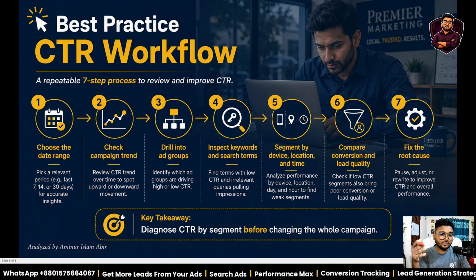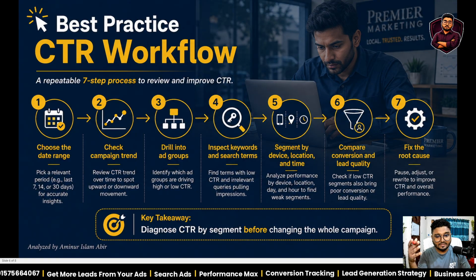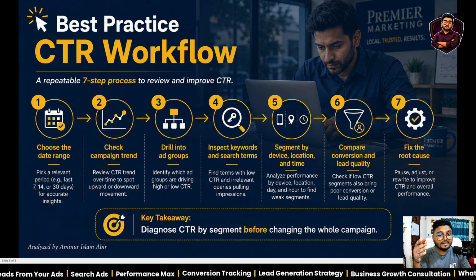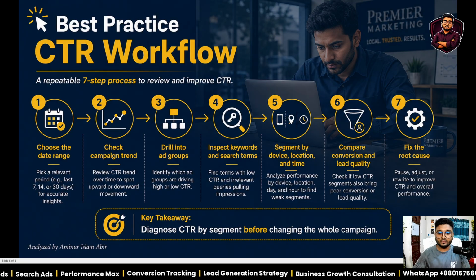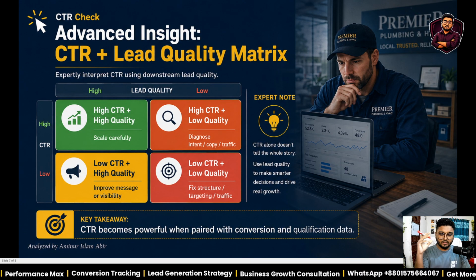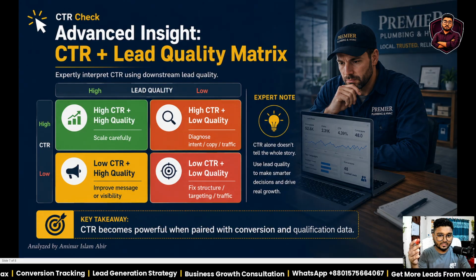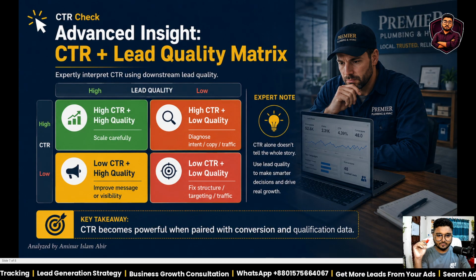A useful review order is campaign, ad group, keyword, search terms, ad, segment, and business result. A good CTR review connects the customer, the traffic, the message, and the customer result. Now let's compare CTR with lead quality. So CTR becomes more useful when we compare it with lead quality. We can use a simple 4-part matrix.